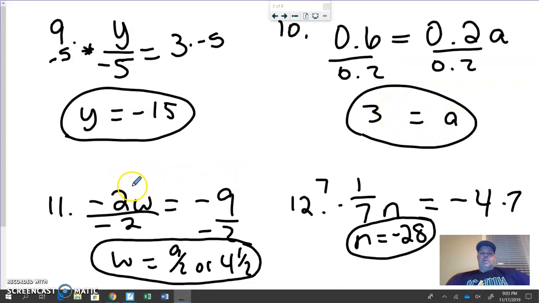Again, this is a multiplication problem. We are going to divide by -2. A negative divided by a negative is a positive. So we will get 9/2 or 4 1/2. For the 1/7 problem, we divide by the reciprocal. When we divide by 1/7, which means we multiply by the reciprocal, so we're multiplying by 7. We get n equals 28.